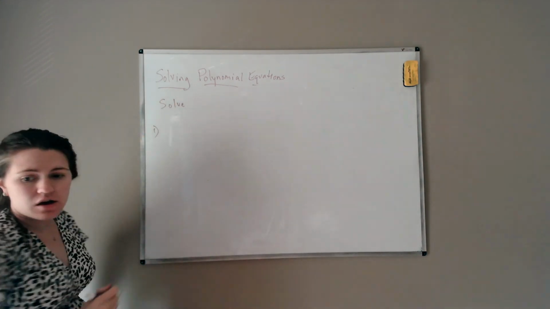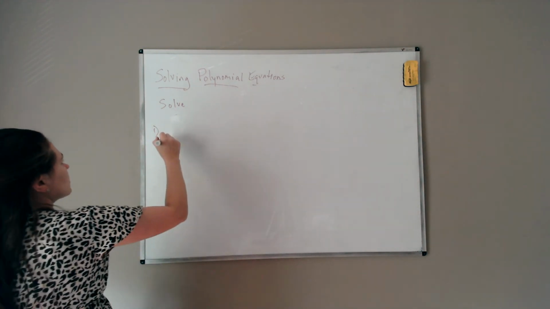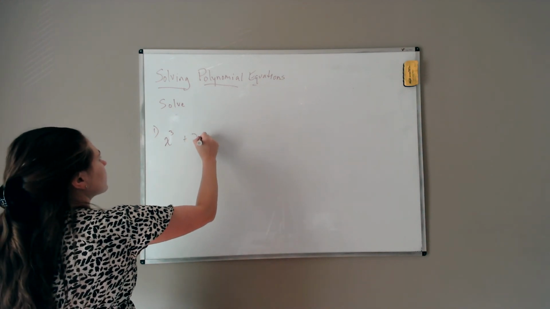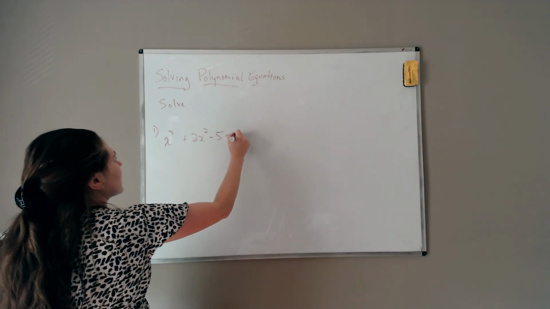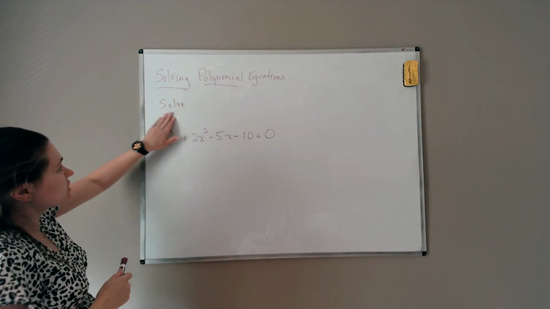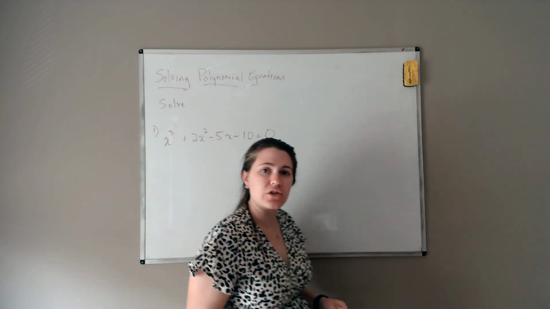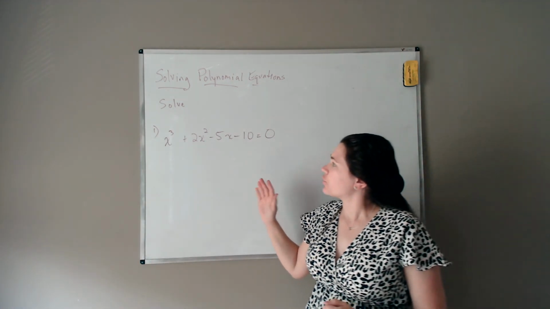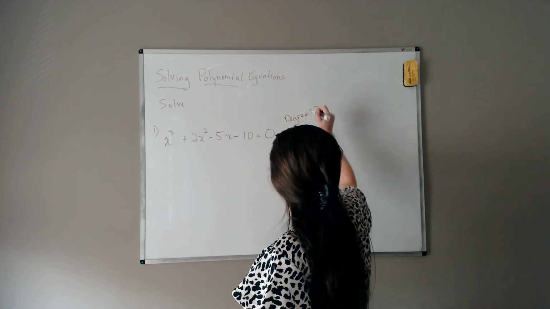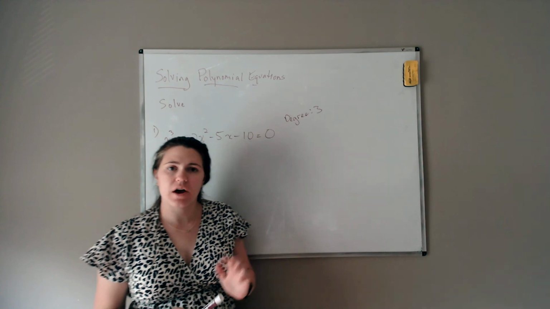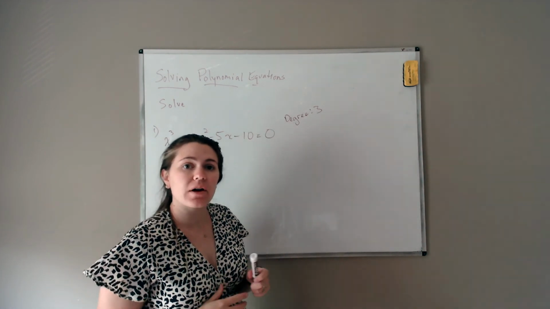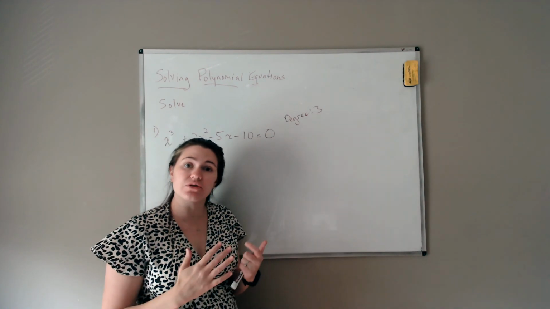So the first one we'll solve will be x to the third plus 2x squared minus 5x minus 10. What you want to make sure is that your polynomial is in standard form. So is it set equal to 0? Yes. So now, look at what the degree is. The degree of this polynomial is 3. That means we are going to get 3 answers. We're going to have 3 solutions here. It might be the same solution 3 times, but we're going to need to get 3 solutions.